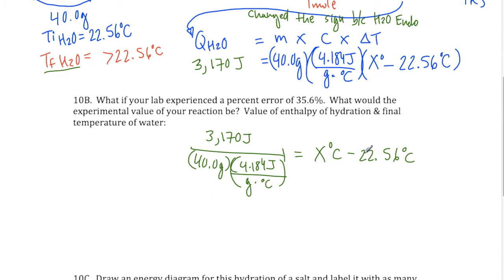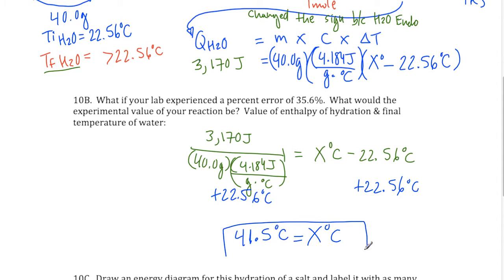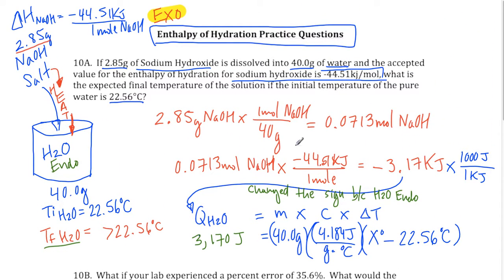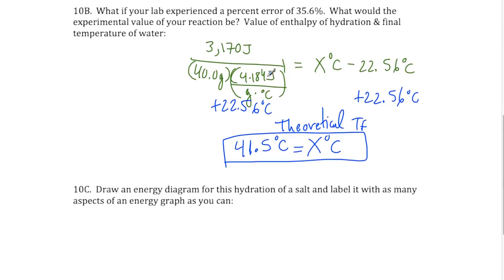This ends up equaling, if I take the 22.56, so I'm going to add 22.56 to both sides, like so. So I add 22.56 degrees C to both sides, and x degrees C ends up equaling 41.5 degrees C. And that is your final temperature. That's your theoretical rise in temperature, your theoretical temperature final of the solution up here, okay, of this solution. So that's your answer for number 10A.